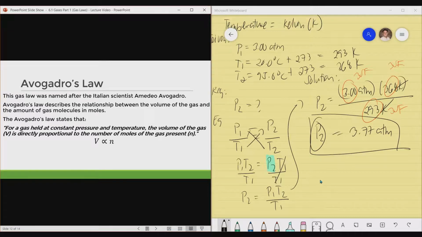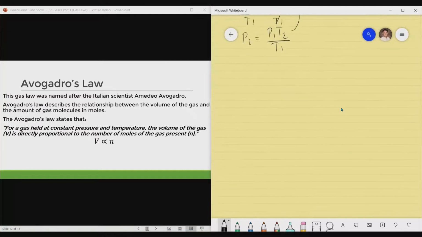Next, let's talk about Avogadro's law. Let me read the slide. This gas law was named after the Italian scientist Amedeo Avogadro. Avogadro's law describes the relationship between the volume of the gas and the amount of gas molecules in moles. Simply, Avogadro's law states that for a gas held at constant pressure and temperature, the volume of the gas, or V, is directly proportional to the number of moles of the gas present, or n.